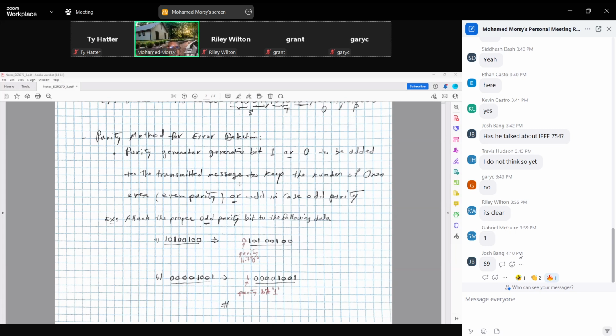As the receiver, the same algorithm. Count the number of ones. The total number of ones is odd. So this means the message is correct.